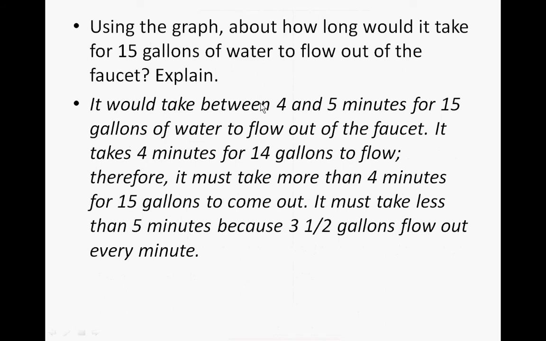So using the graph, it would take between 4 and 5 minutes for 15 gallons of water to flow out of the faucet. It takes 4 minutes for 14 gallons to flow, therefore it must take more than 4 minutes for 15 gallons to come out. It must take less than 5 minutes because 3.5 gallons flow out every minute.